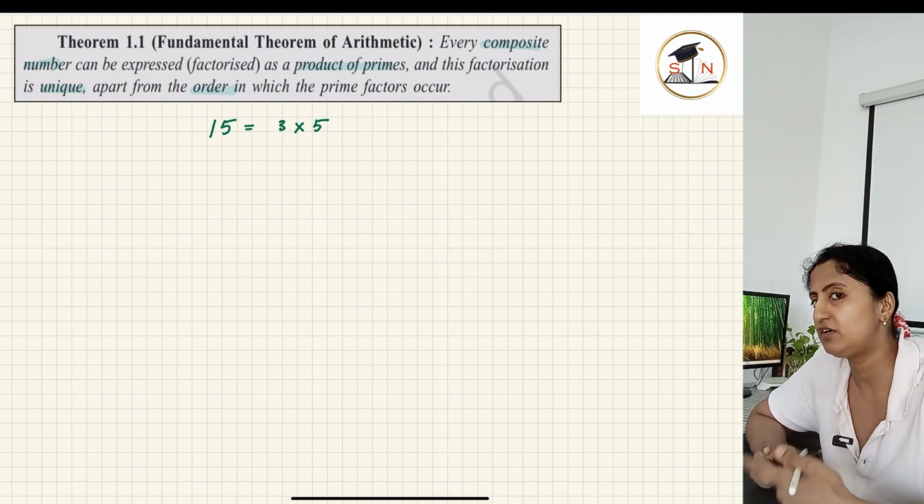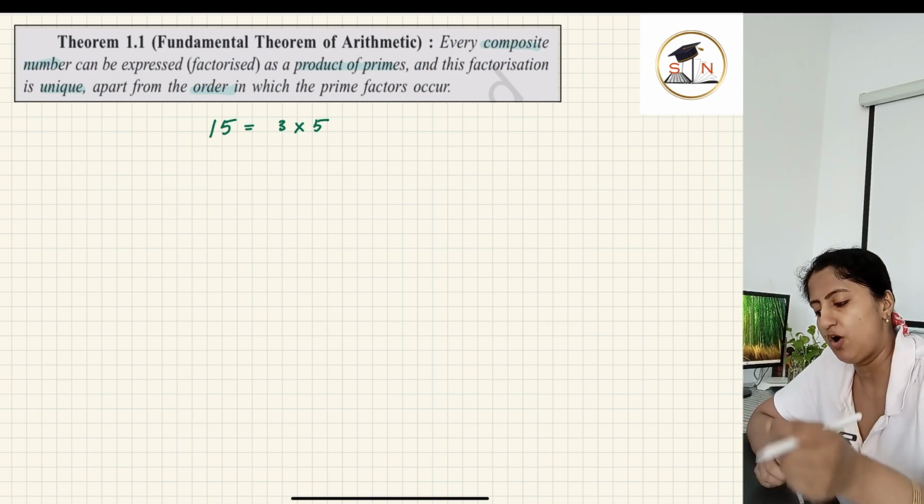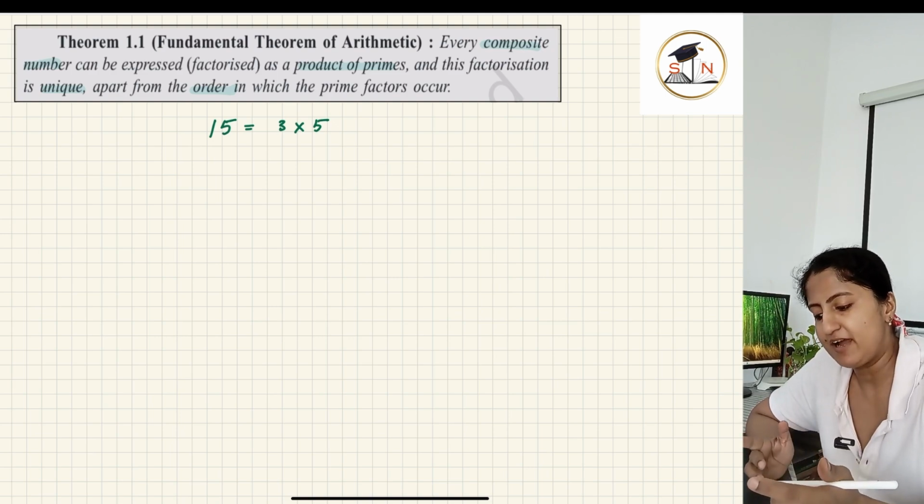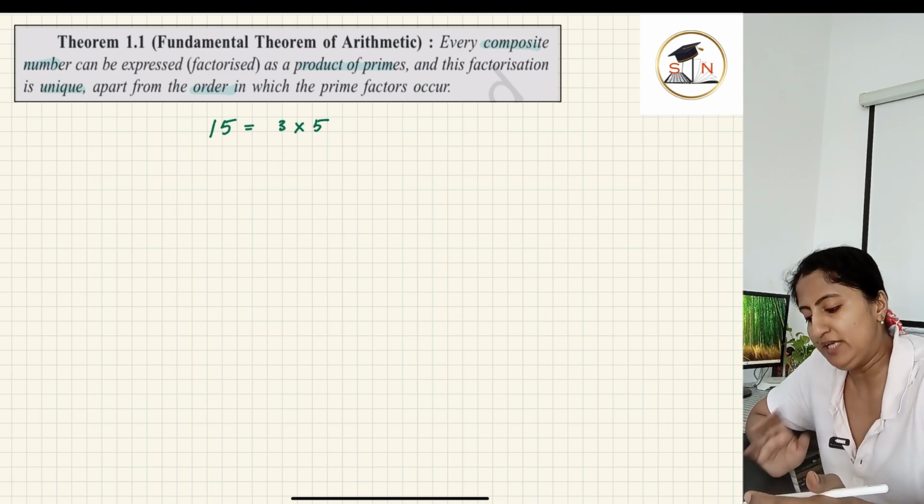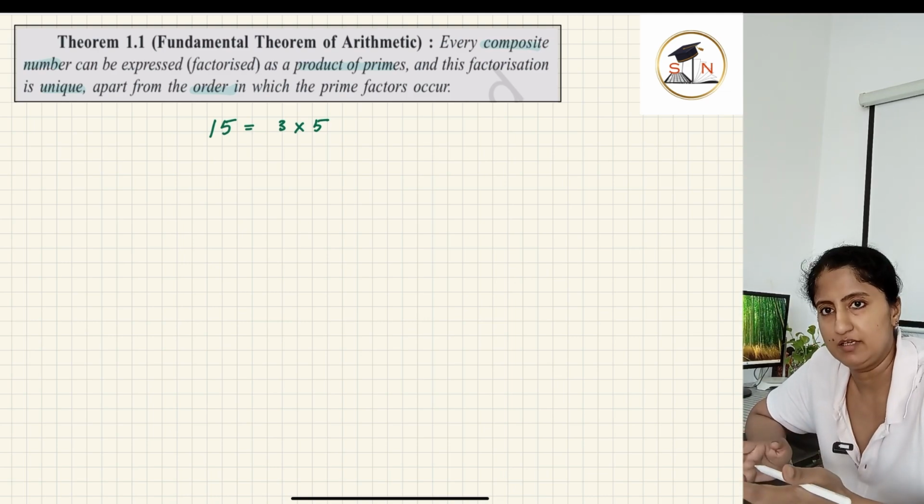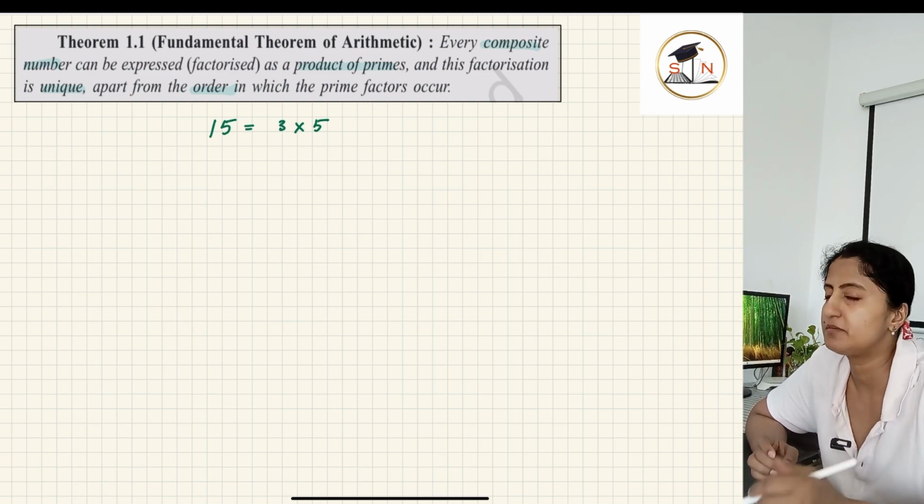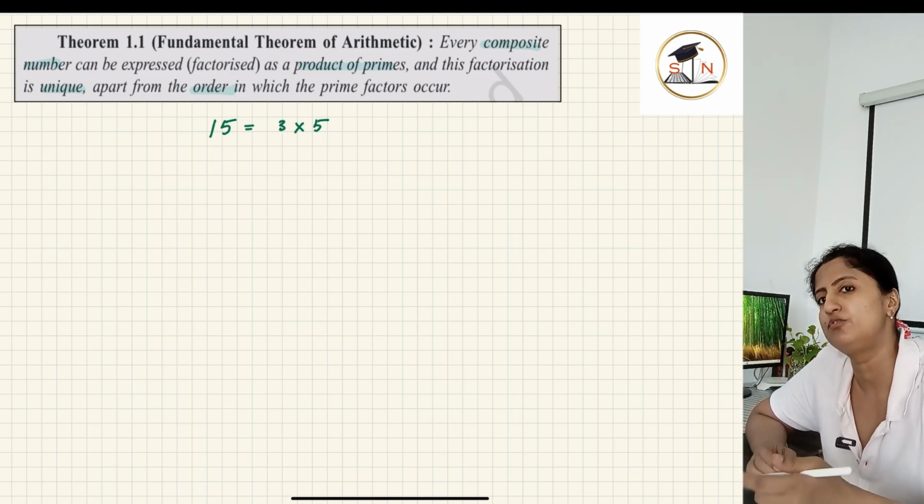So see, we have covered all the keywords over here. Composite number 15, prime factors 3 and 5, unique because they are unique to 15. They're not going to result in any other number apart from 15. And the order doesn't matter, whether you do 3 into 5 or you do 5 into 3.